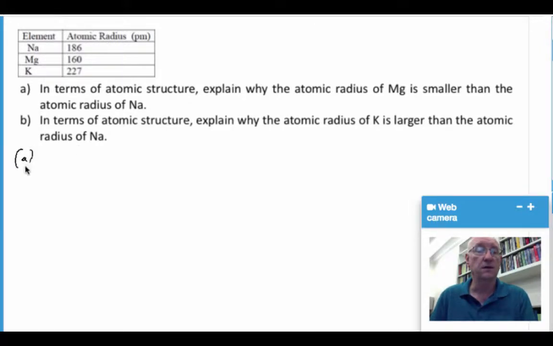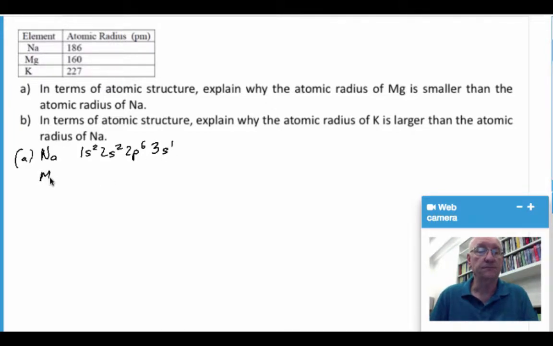So we've got two different elements that we're talking about here. So sodium has the electron configuration 1s2, 2s2, 2p6, 3s1.